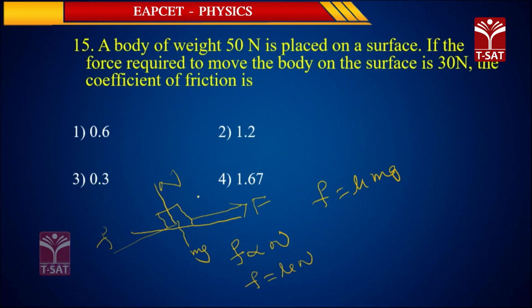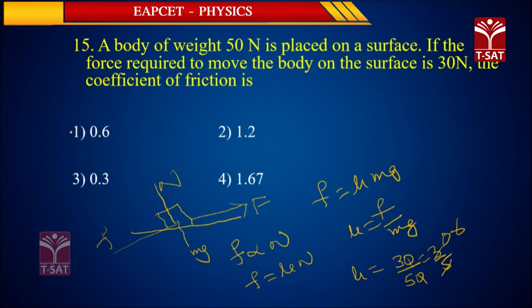We have substituted mg in the place where N is. Now what do we need to find? mu is equal to F by mg. Here the force is how much? 30 Newton, by weight. Weight is how much? 50. Children, here the zeros get cancelled. That is 3 by 5, which is 0.6. 0.6 is the answer. The option is there: the first option, 0.6.